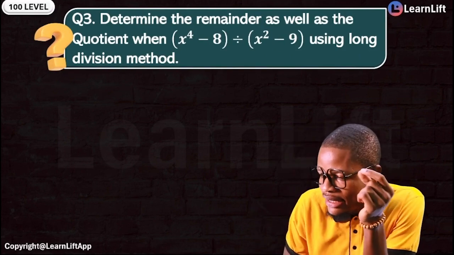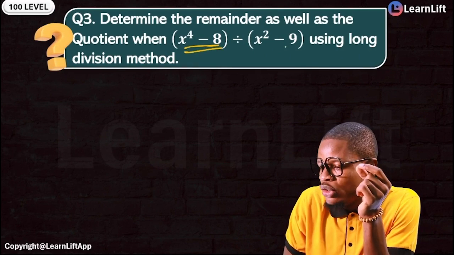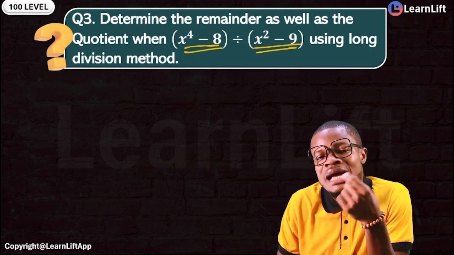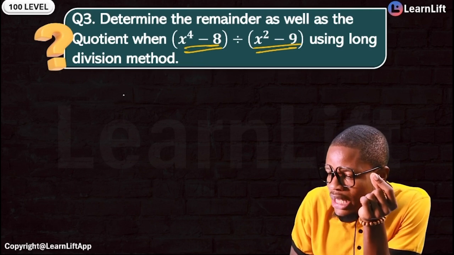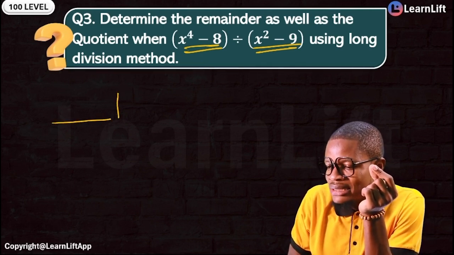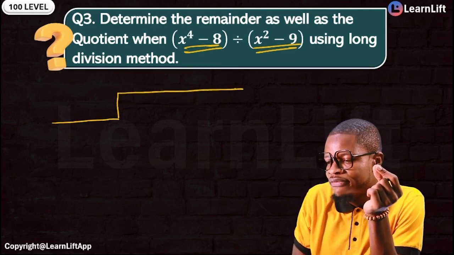So this guy here is the polynomial. If this is the polynomial, what is this now? Very fast. That is the what? The divisor. So now use your long division method. I want you to master the long division method. There are a lot of things we are going to learn very fast.